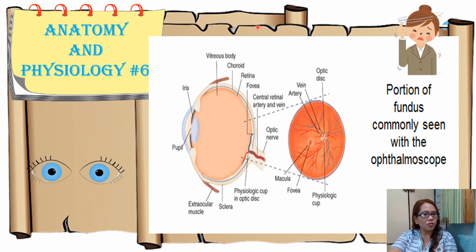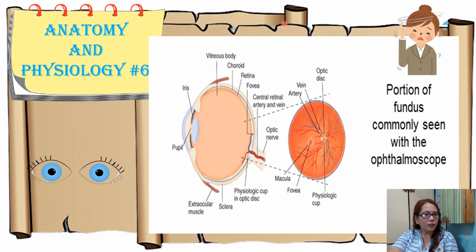So, this is a cross-section of the eye that can be seen through the ophthalmoscope. You will be using your ophthalmoscope to view the structures inside the eye, especially the retina, the choroid, the fovea, the macula, the optic disc, and the retinal vessels. You have the veins and the arteries around the retina.